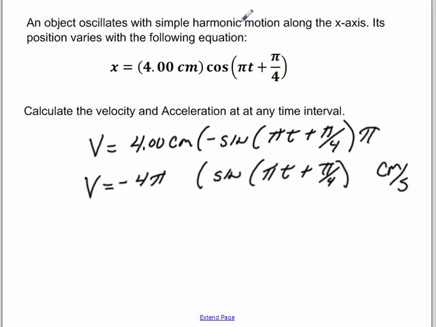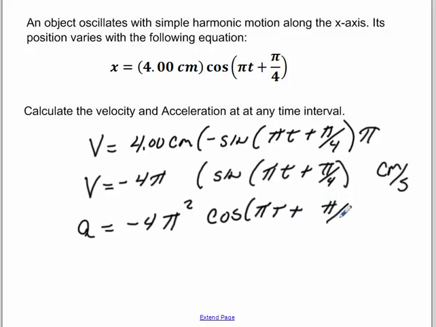That will give my velocity from using just the position equation. And now my acceleration is going to be the derivative of this. Again, I'm not going to go through all the details of how to do the chain rule. I'm sure you can figure that out. And when I get that value, I will get minus 4 times pi squared times the cosine of pi t plus pi over 4.